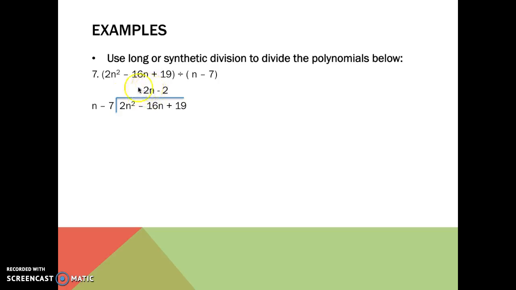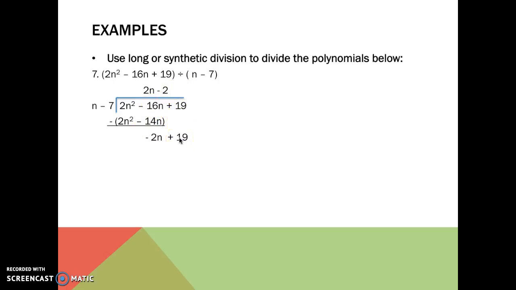So I take n times 2n and negative 7 times 2n, and I'm going to subtract 2n squared minus 14n. Well, 2n squared minus 2n squared will cancel out, so that's 0. Negative 16n minus negative 14n, well, a negative and a negative become a positive, so you're left with negative 2n.